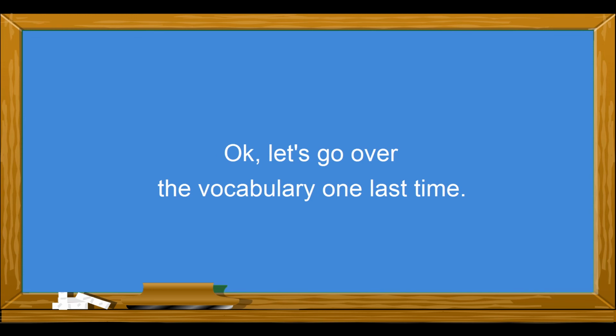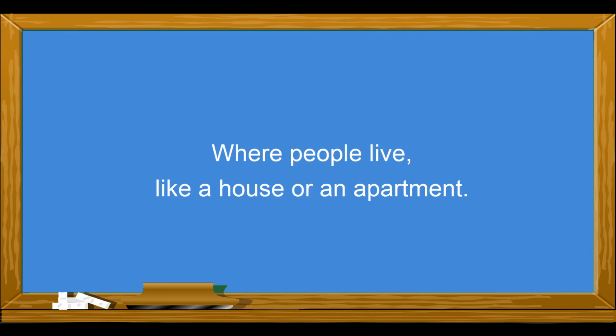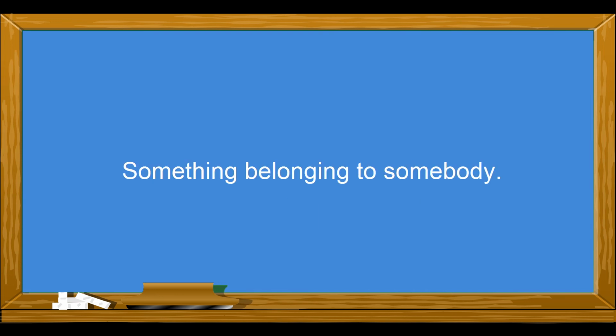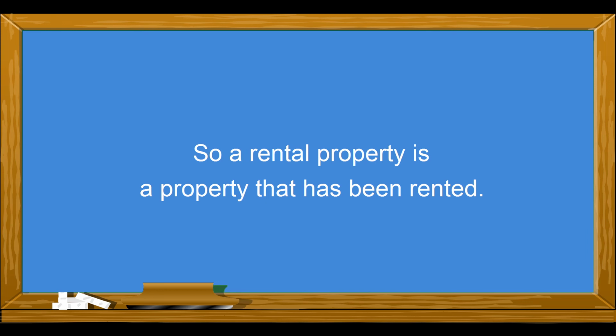Okay, let's go over the vocabulary one last time. Housing. Where people live, like a house or an apartment. Property. Something belonging to somebody. In this case, for example, a house or a building. So a rental property is a property that is being rented.